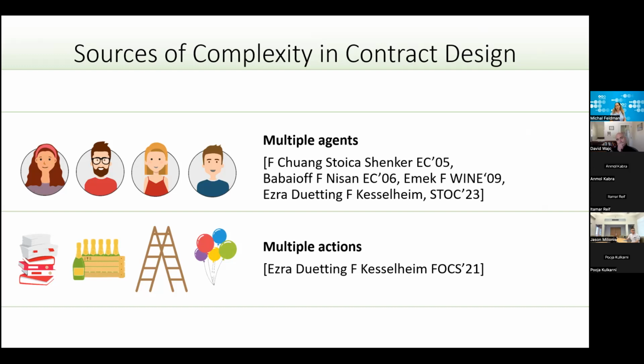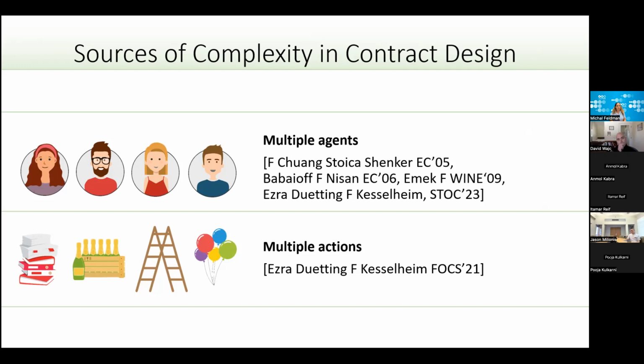The second source of complexity is the set of actions. Before, we assumed that the agent just takes a single action from a set of actions, but maybe the agent can take any subset of actions. And then again, we have this combinatorial function that maps sets of actions to, for example, a probability of success.